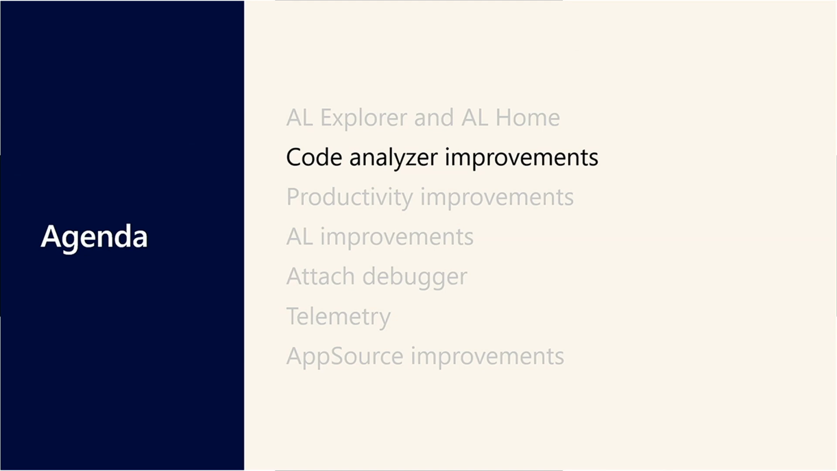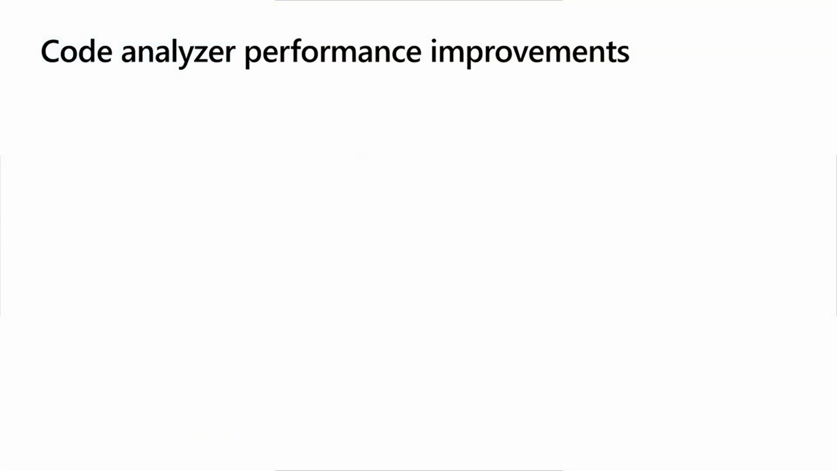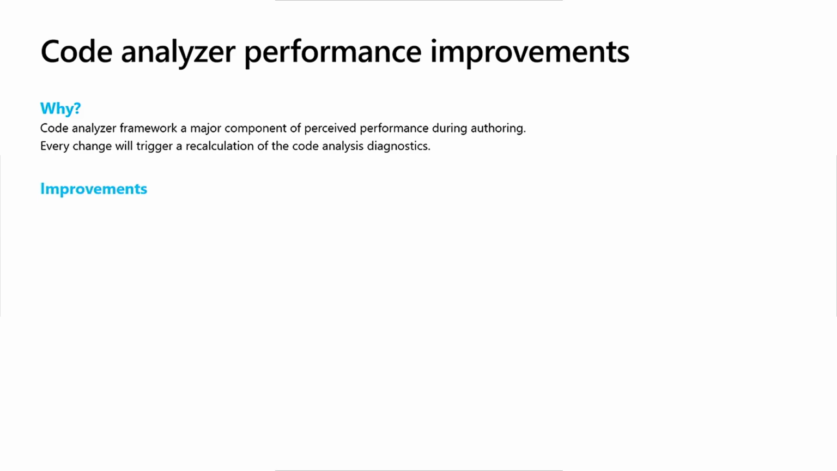Yes, and then we also did some improvements to the code analyzer framework. So the code analysis framework, it's a big component in the perceived performance during code authoring. This is because every change you do while coding, for example, while you're typing, this will trigger a recalculation of all the code diagnostics. So of course, if you have large applications, this can be a big performance overhead. So to save you from this headache, we made a few improvements here. So for example, we optimized when the rules are run.